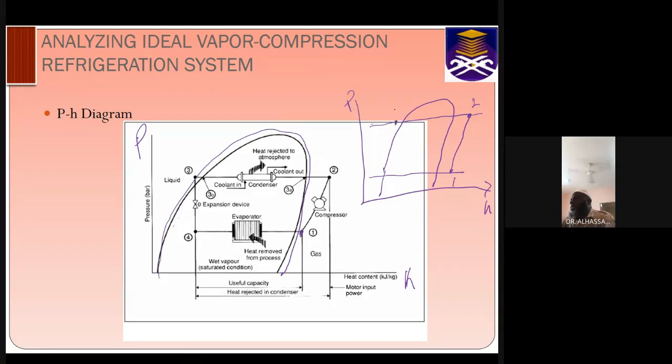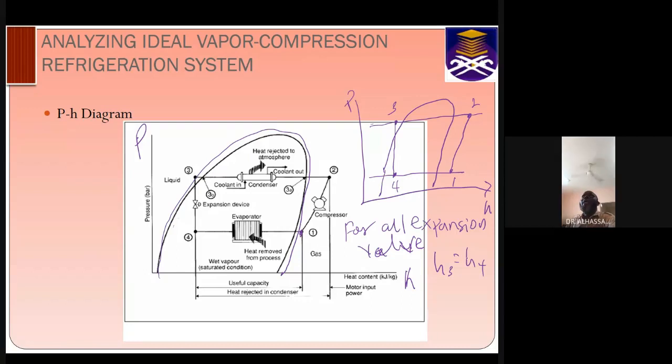State 3 is given by this. And then eventually, the fluid is expanded, from state 3 up to state 4 in this way. So it means that for all expansion valves, H3 is always equal to H4, like this.